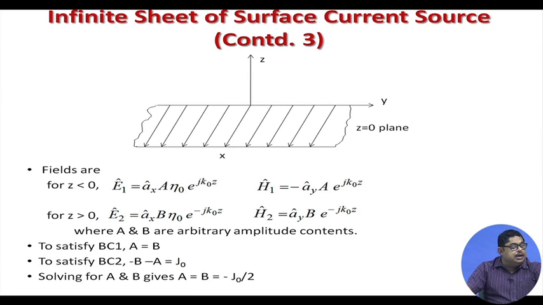Similarly, at z greater than 0 we can write H2 and E2, with some other constant B amplitude. So, A and B need to be found out. To satisfy boundary condition 1, we get A is equal to B. To satisfy boundary condition 2, we get this. So, solving, we get the values of A and B. By that we can find out that there is an electromagnetic field. We see that it also produces surface current, an infinite surface current, that produces an electric field. So, that you can have the propagation in the plus and minus z direction.